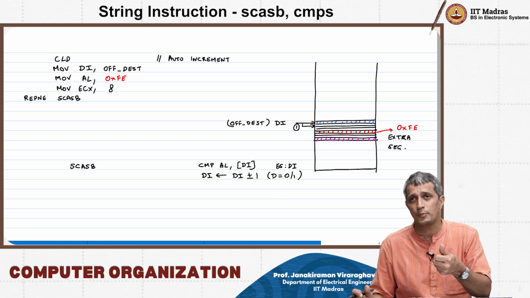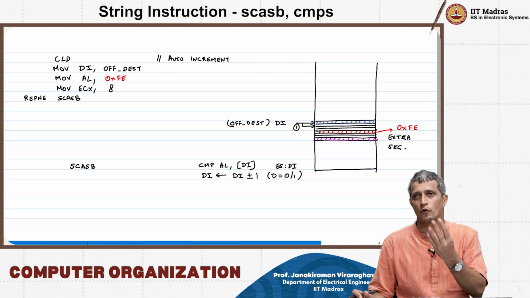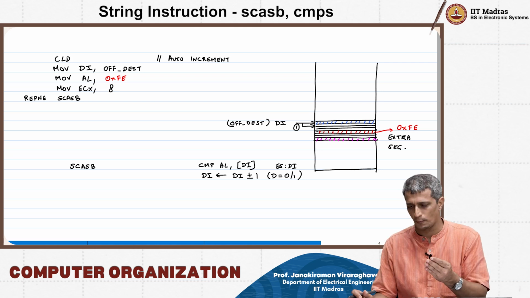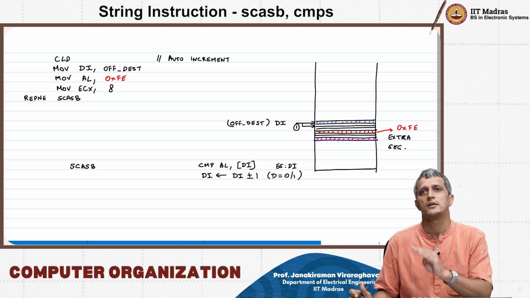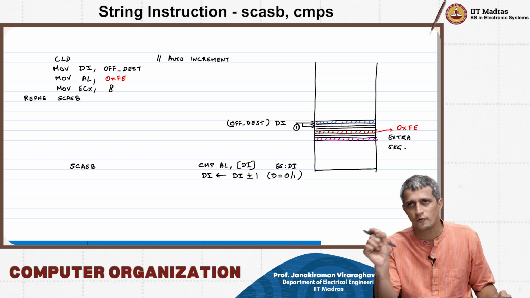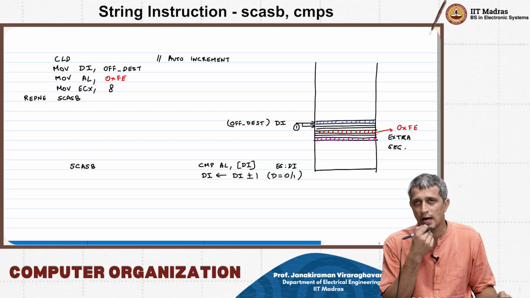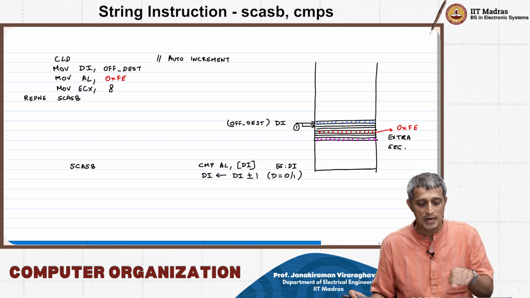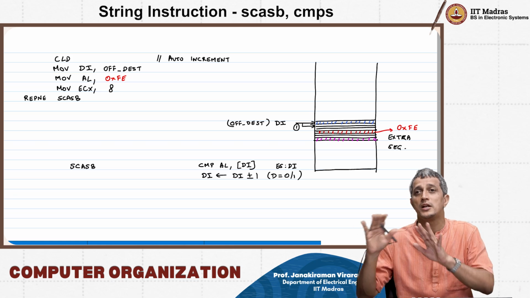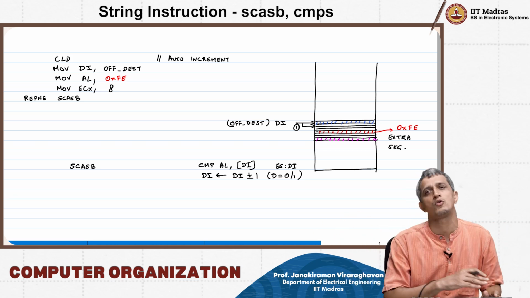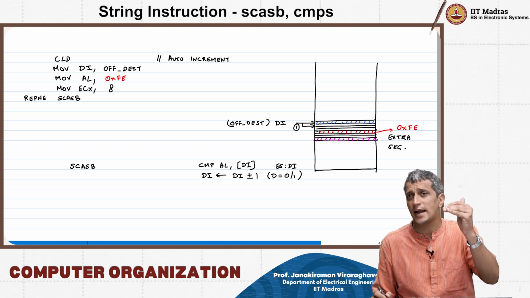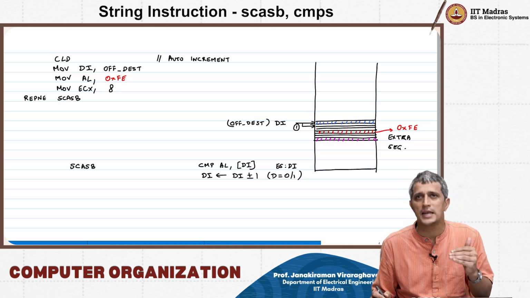So now what has happened? CX has decremented 4 times. 8 has become 7, 6, 5 and 4, right? Now you hit this point, the red 0xFE, and you have found it. And therefore, this REPNE SCAS byte will stop and come out of the loop, right?